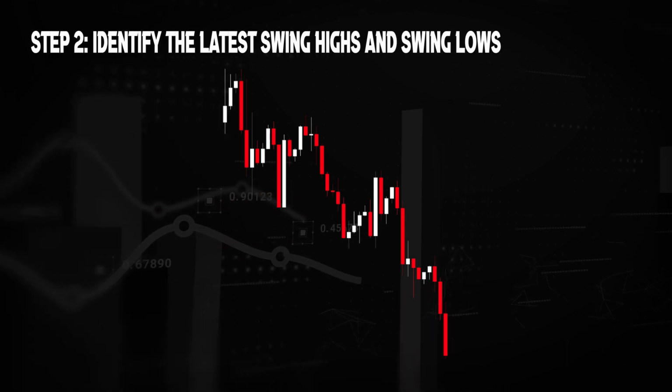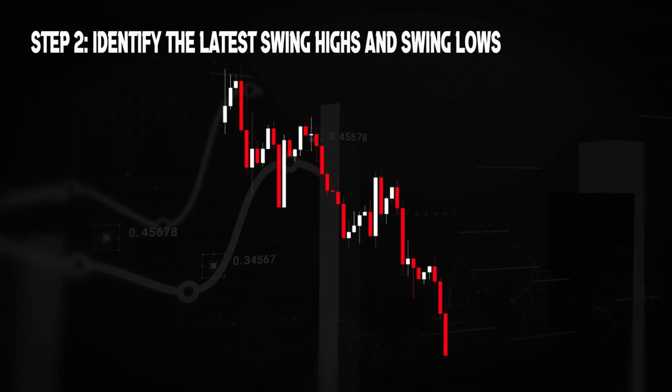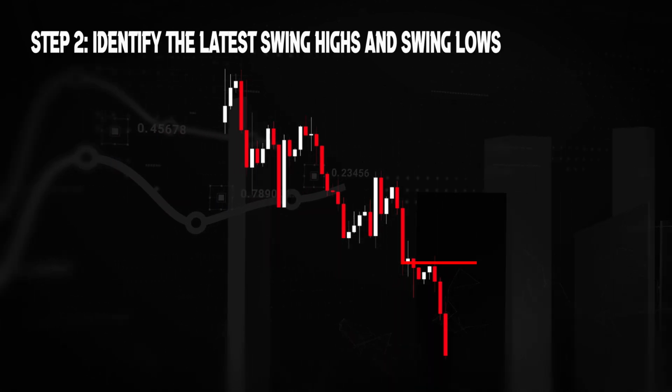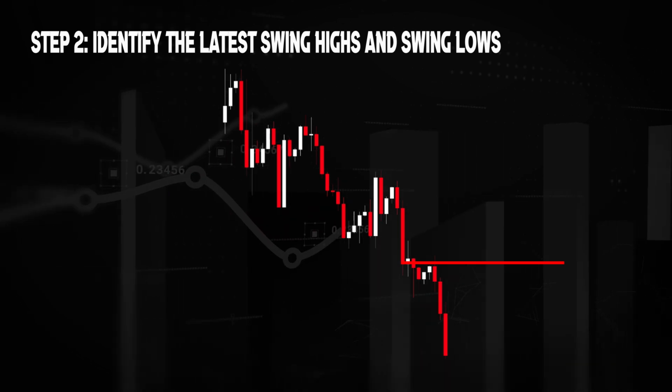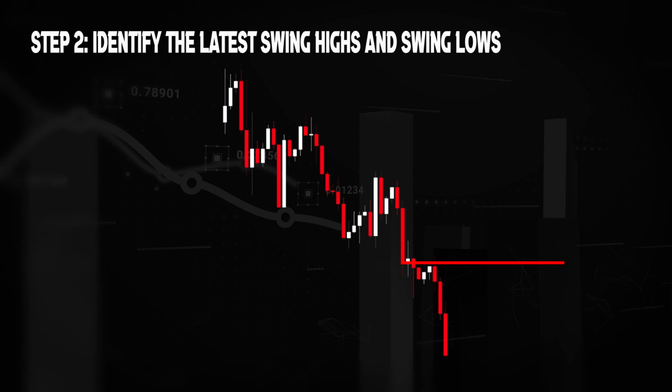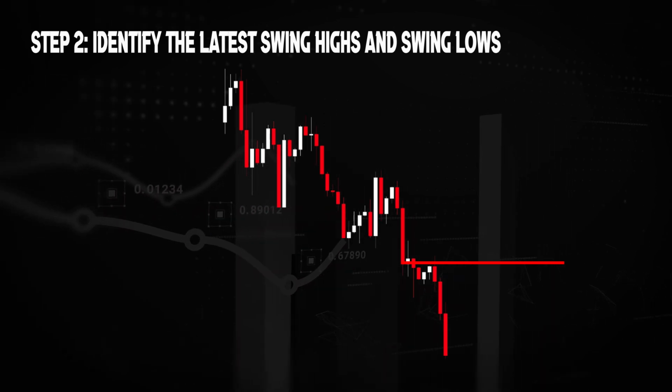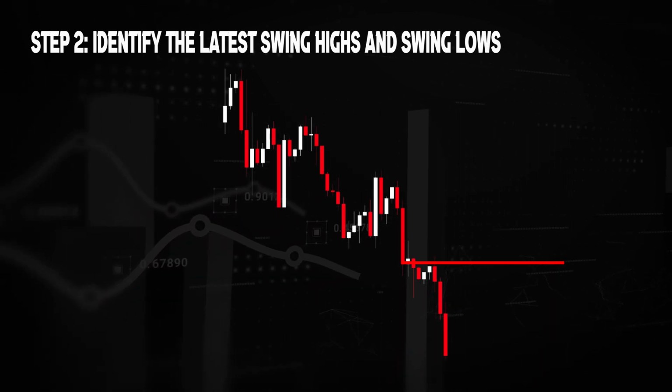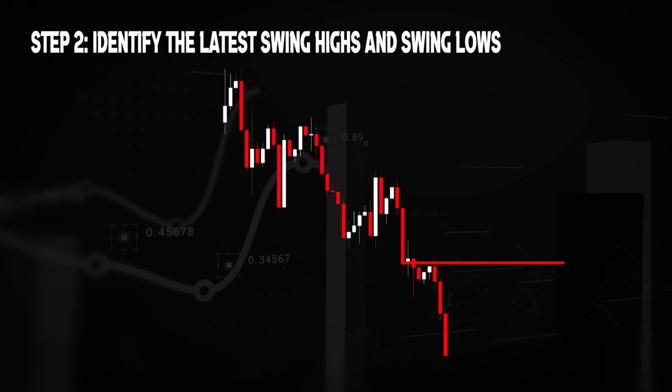Step 2. Identify the latest swing highs and swing lows. Identify swing highs. A swing high is a peak reached by the price before it starts to fall. Look for a high point that is lower than the previous high but higher than the points immediately before and after it. Mark the highest price in this pattern as the swing high.